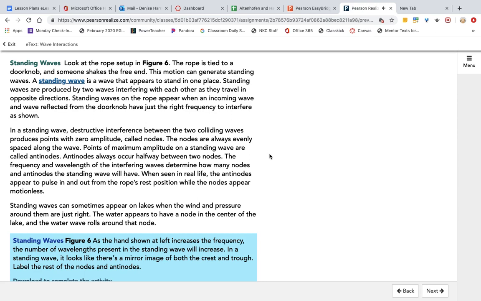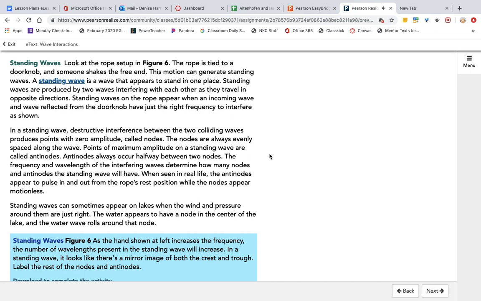In a standing wave, destructive interference between the two colliding waves produces points with zero amplitude, called nodes. The nodes are always evenly spaced along the wave. Points of maximum amplitude on a standing wave are called antinodes. Antinodes always occur halfway between two nodes. The frequency and wavelength of the interfering waves determine how many nodes and antinodes the standing wave will have.